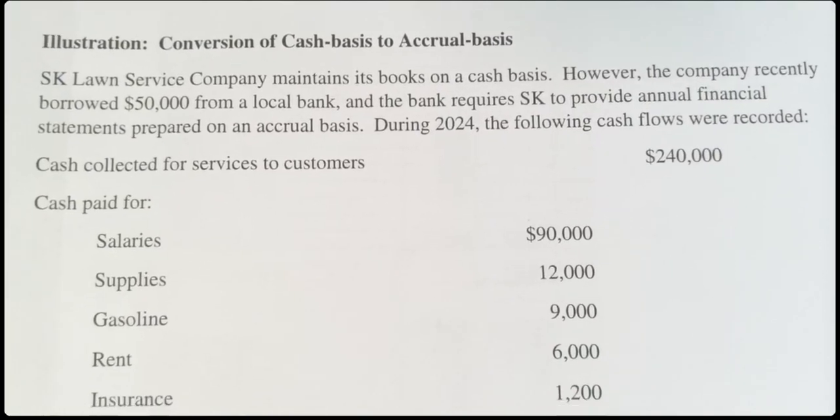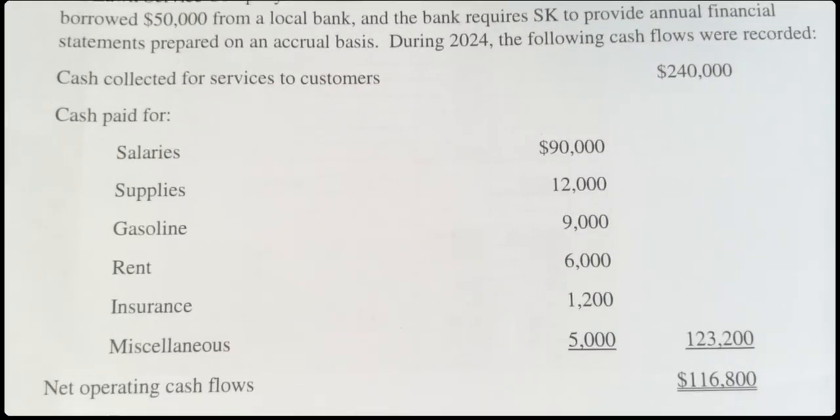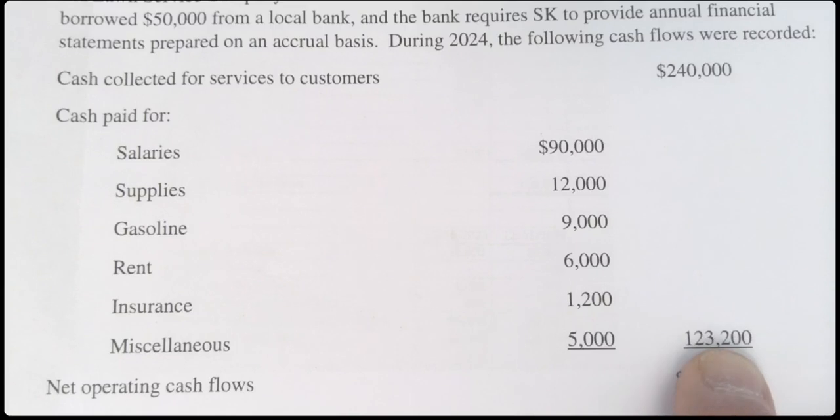Cash collected for service to customers was $240,000. Cash paid for salaries was $90,000, supplies was $12,000, gasoline was $9,000, rent was $6,000, insurance was $1,200, and we paid miscellaneous expenses totaling $5,000. Thus, the total cash paid for expenses was $123,200, and the net cash provided by the company was $116,800 for the year. Cash basis net income.